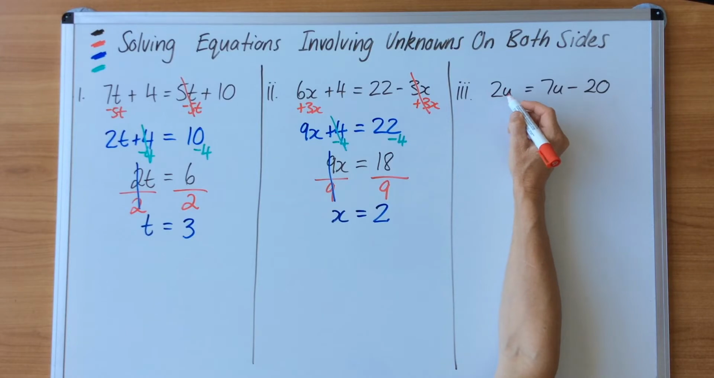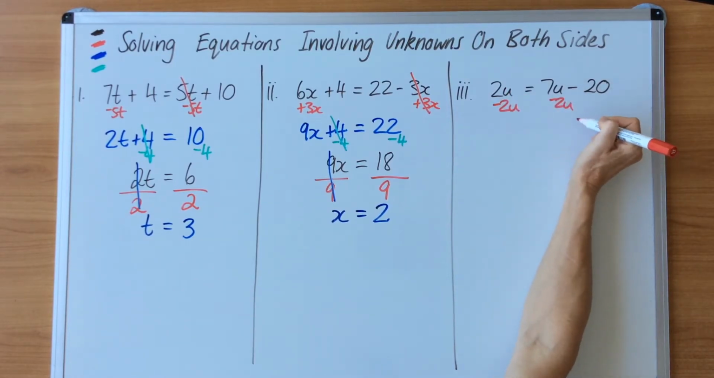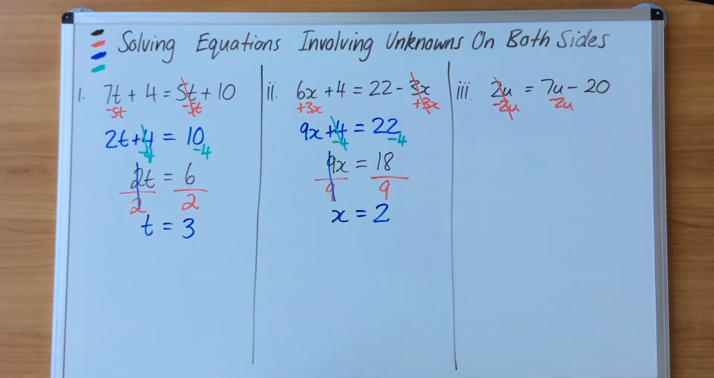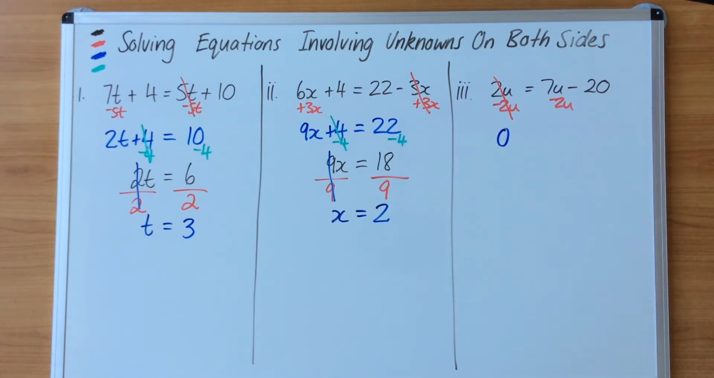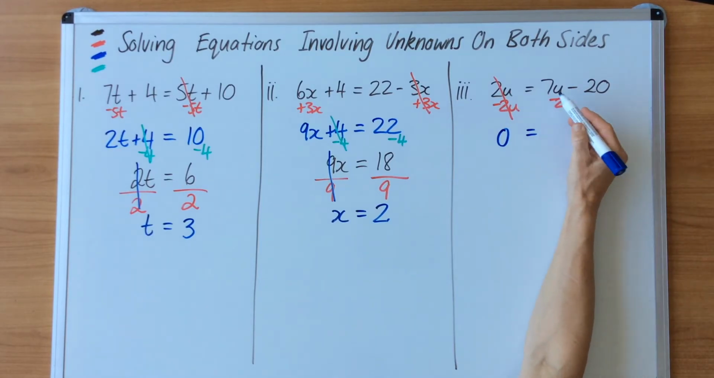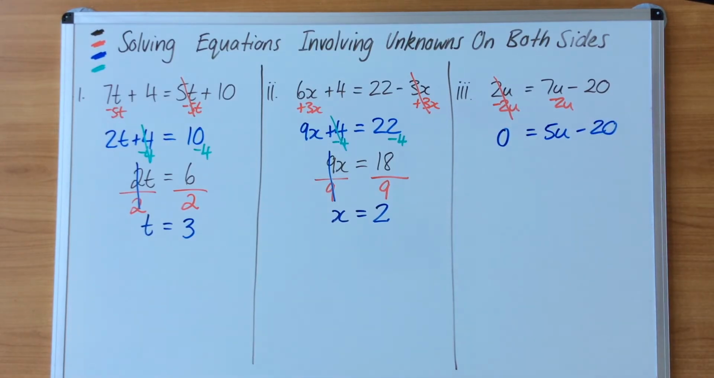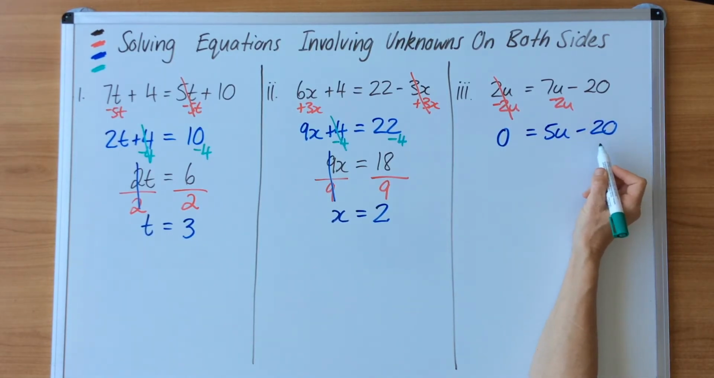So opposite of positive 2u is a negative 2u. What I do to one side, I must do to the other. And now this cancels out and we drop it down. Now we drop it down as a 0. Okay, we don't leave it as nothing. We drop it down as the number 0. We solve 7u minus 2u equals 5u, and we put the minus 20 there. So we now move down through to the next line, and we have 0 equals 5u minus 20.